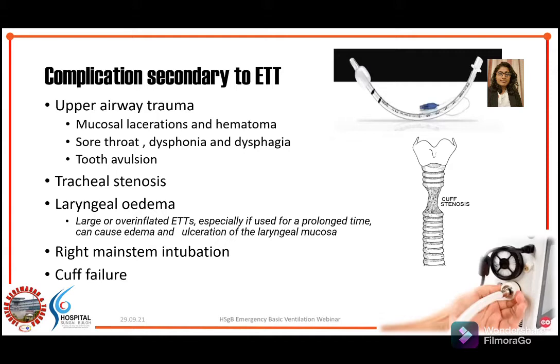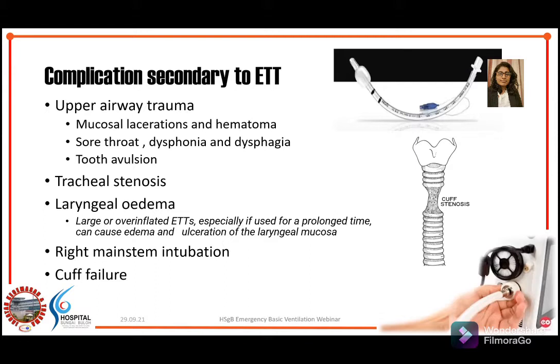So first off, we look at the complication that comes secondary to the ETT placement. So what can a patient get? They can get upper airway trauma, such as mucosal lacerations and hematoma, sore throat, dysphonia and dysphagia, as well as tooth avulsion. This comes about when you put too much pressure with the laryngoscope blade on the patient's tooth, and the patient's tooth ends up getting avulsed.